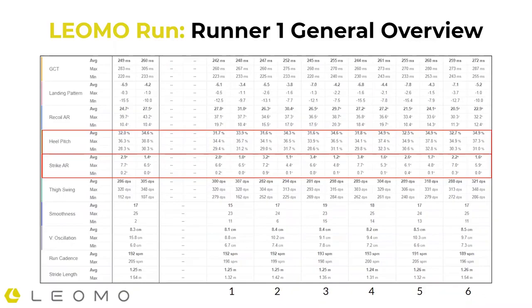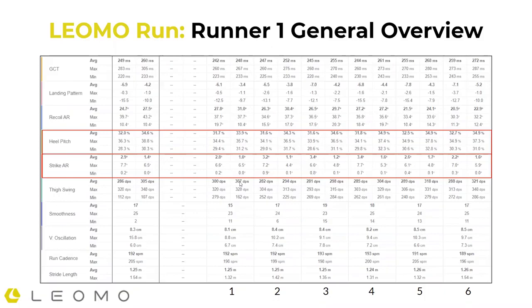Remember, we want this to be lower is better, and I would say on the left side, 31 to 32 is a little bit more what I would expect to see. So just one point there. We've got a little bit high heel pitch on the right. The strike angular range, we see some pretty low values on the right. So 1.0, 1.1 gets a little bit better towards the end, but still relatively low values. The left side is better, but certainly could still have some space for improvement.